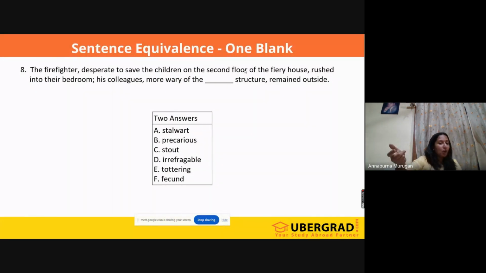Yes, very good. Tottering and what is the other word? Precarious. Not irrefragable. It is tottering and precarious. So something weak structure. So that's the reason they remained outside, isn't it? Very good, guys. Precarious and tottering.